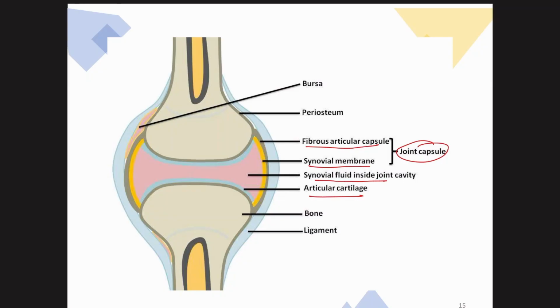So these are like the four walls of the joint. We have the outer layer, fibrous articular. We have the synovial membrane, synovial fluid, articular cartilage. And that is basically what our joint is. Whether it's your fingers, your elbows, shoulder, knee, all the same principles.